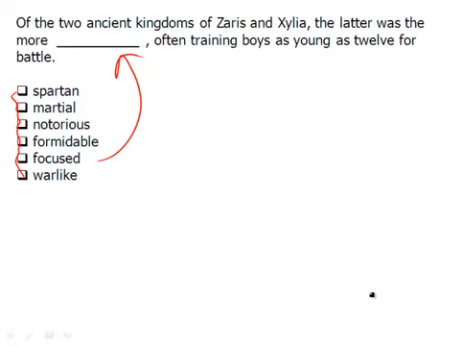So let's take a look, and I'm going to show you how synonyms, or at least very similar words, work in a sentence. So let's read it. The two ancient kingdoms, Z and X, don't need to read them out. The latter was the more blank, often training boys as young as 12 for battle. Okay, well, what was it? So, this is business as usual.